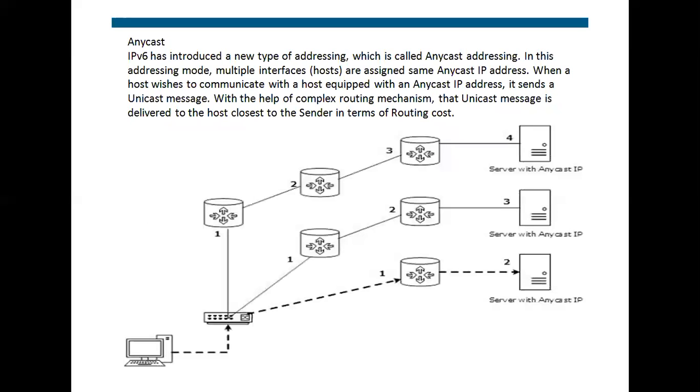And anycast means a nearby one, like IP version 6 has introduced a new type of addressing which is called anycast addressing. In this addressing mode, ये देखिए anycast addressing IP version 6 में introduce हुआ. Multiple interfaces, hosts are assigned the same anycast IP address. ये possible है सिर्फ IP version 6 में. Otherwise, in IP version 4, the same IP address cannot be assigned. I am talking about public IP address.